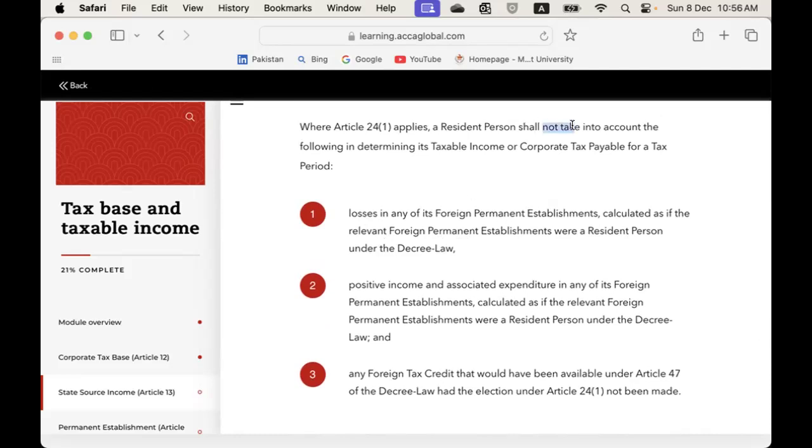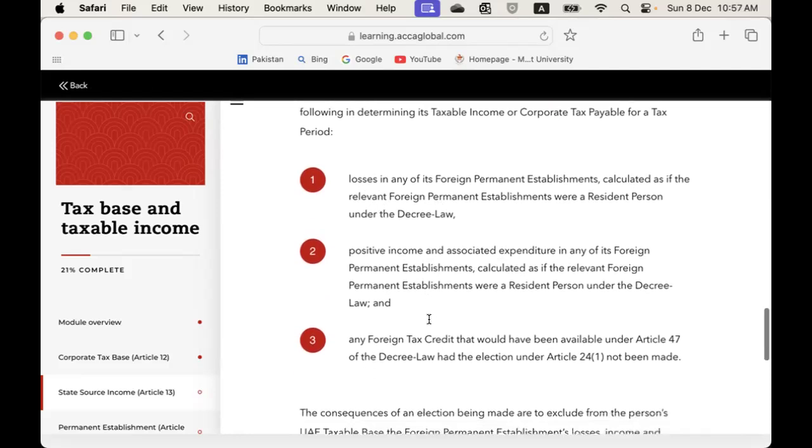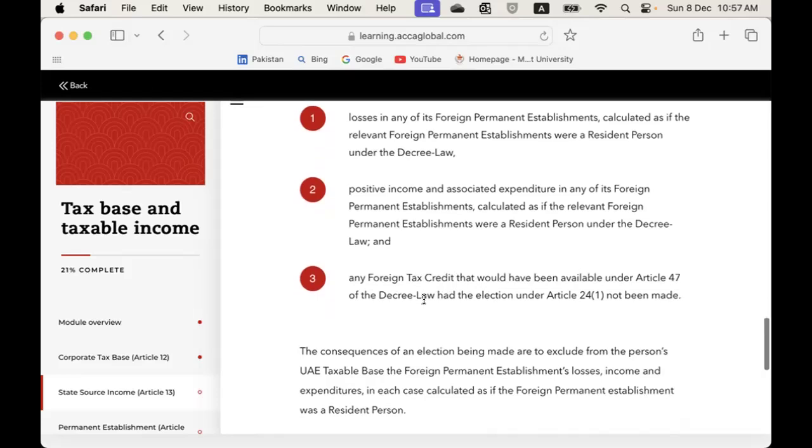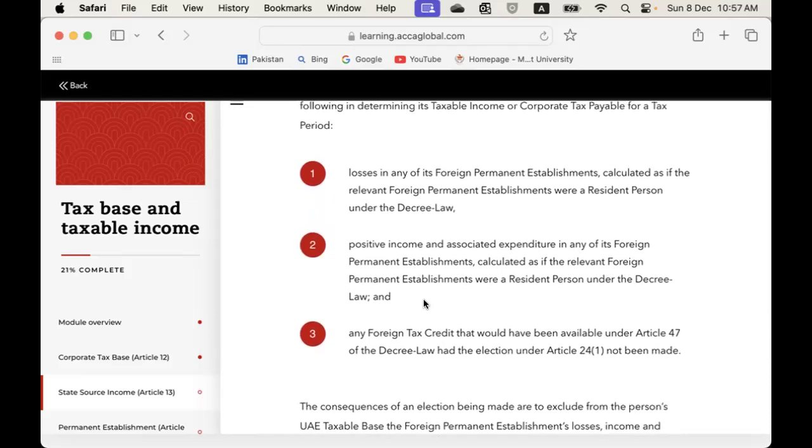Remember, shall not take into account. Positive income and associated expenditure in its foreign permanent establishment. So neither losses nor gains, they will stay out of the books. Any foreign tax credit, as I said earlier, whatever tax you had paid in Oman, it will stay in Oman. You will not be allowed to bring it into your corporate tax return of the UAE. So this is the exemption method.